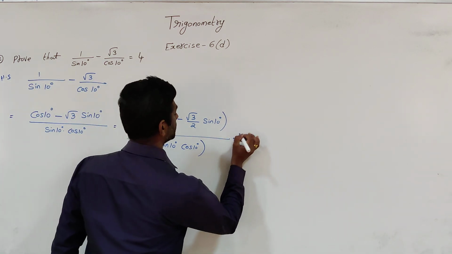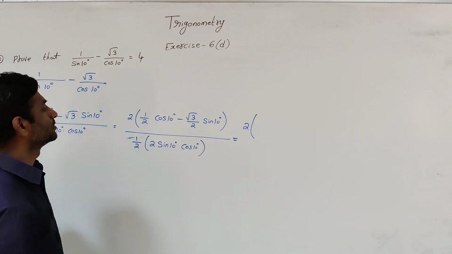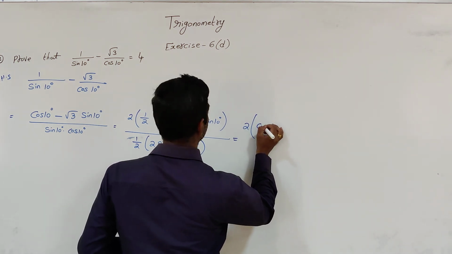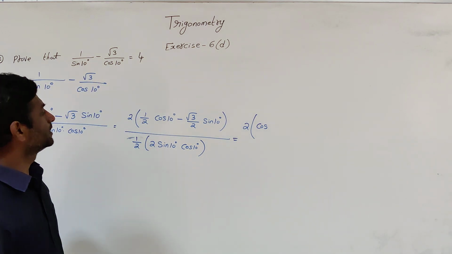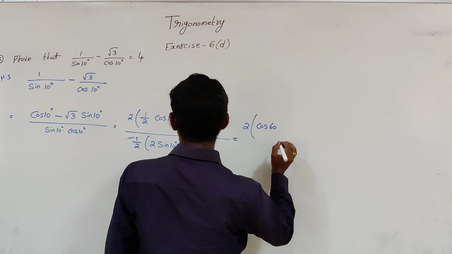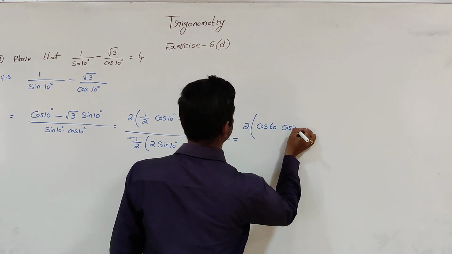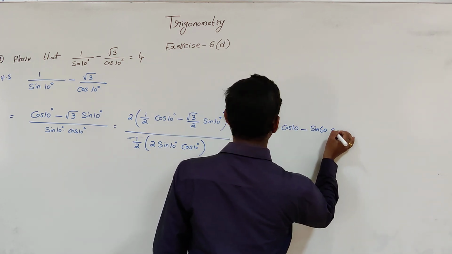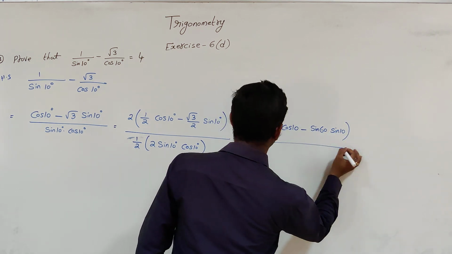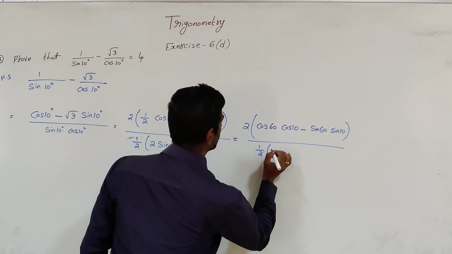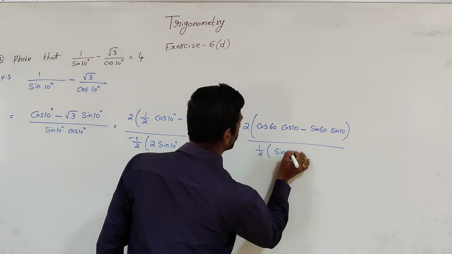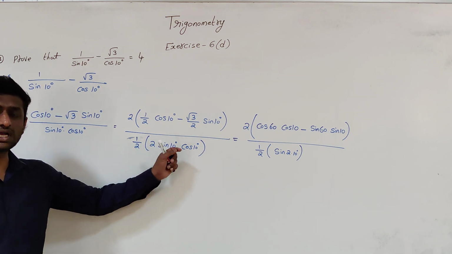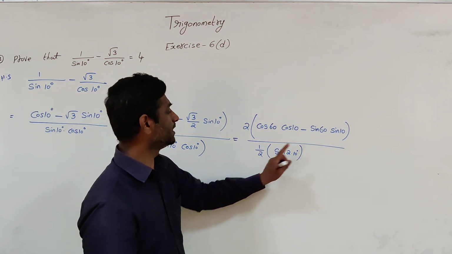And in the numerator, 2 times of 1 by 2 means it can be written as cos 60, cos 10 minus root 3 by 2 is sin 60, sin 10, by 1 by 2 times of sin of 2 times of 10 degrees, because 2 sin A cos A is sin 2A, sin of 2 into 10 degrees.